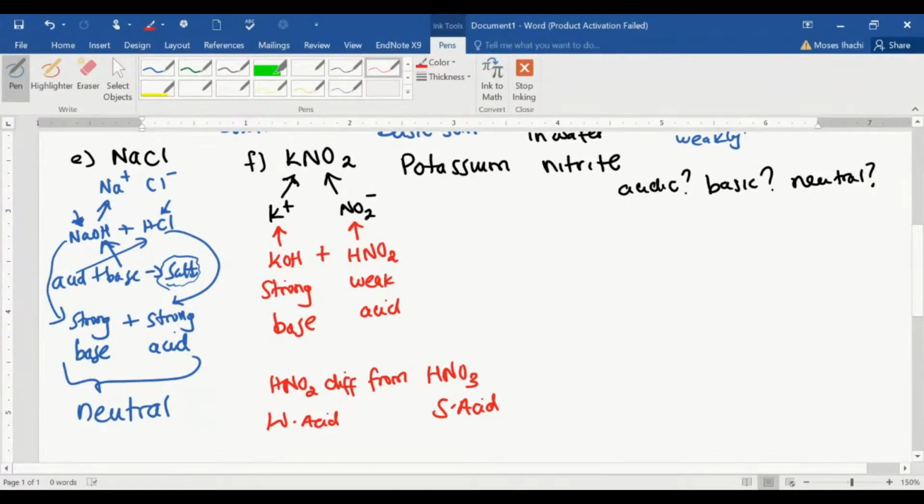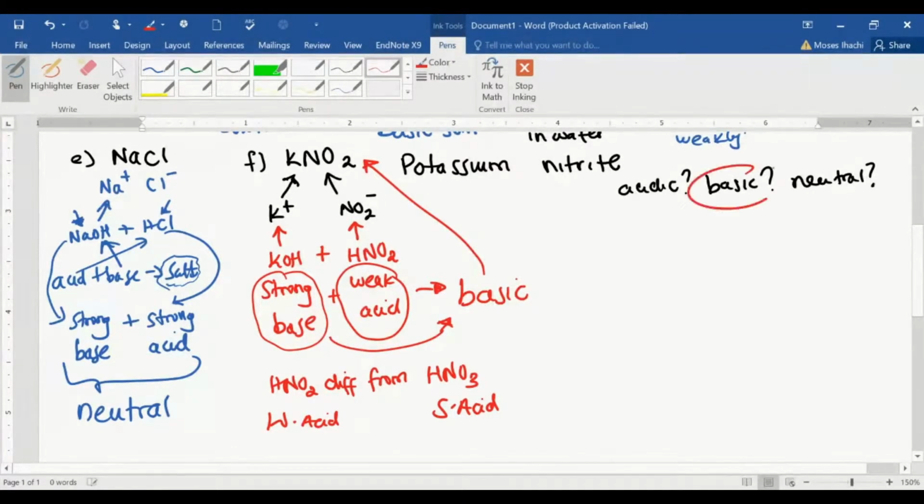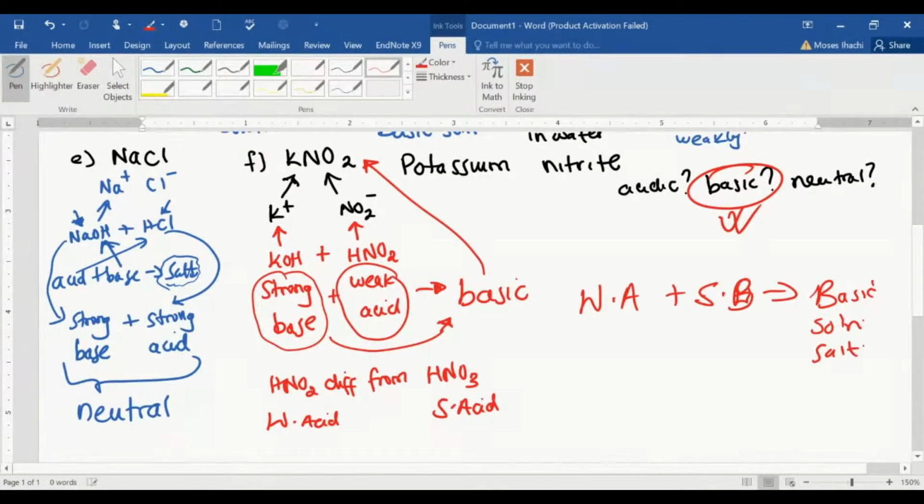Okay, so when you have a strong base added to a weak acid, who wins? Obviously, the base is stronger, so the solution will be basic. So this salt right here is indeed basic. Why? When you have a weak acid plus a strong base, it will always give you a basic solution or salt, and that's what we have there.